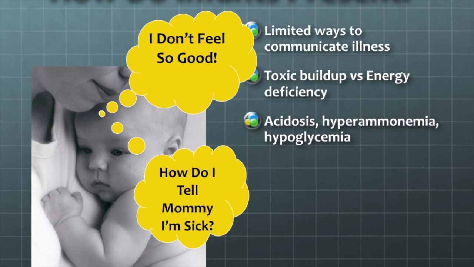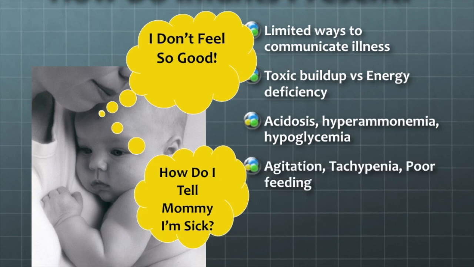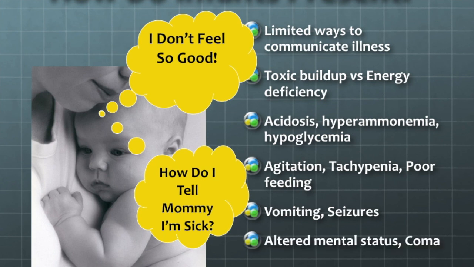They can develop acidosis, elevated ammonia levels, as well as the hypoglycemia. They have agitation and are not comforted by usual methods, and poor feeding. And as stated earlier, vomiting and seizures can develop. When any of these metabolic issues affect the neurosystem, it can lead to altered mental status and eventually into a coma. The disorders we're going to talk about are the most common ones.